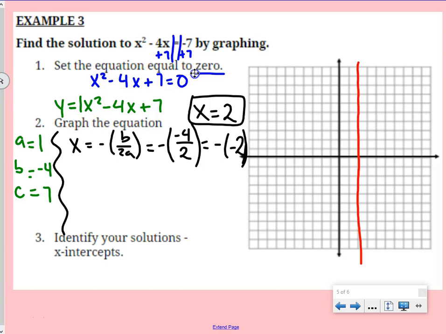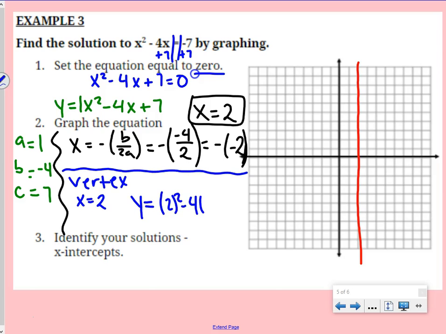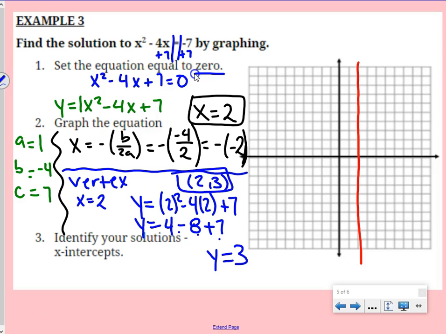Next, we need our vertex, which is the point where x equals 2. Use our equation y equals x squared minus 4 times x plus 7. 2 squared is 4, minus 4 times 2 is 8, plus 7. 4 minus 8 is negative 4, plus 7 is 3. So our vertex is 2, 3. Plot that point on our line of symmetry.